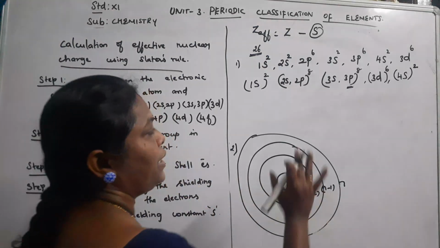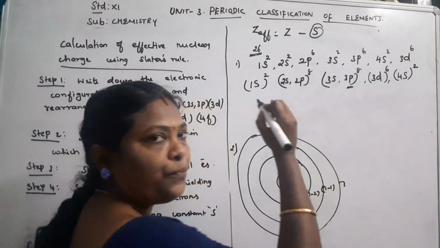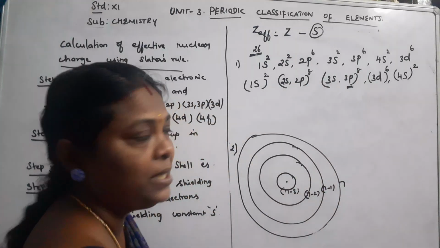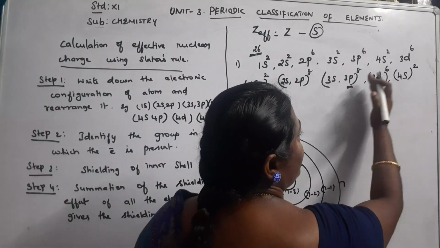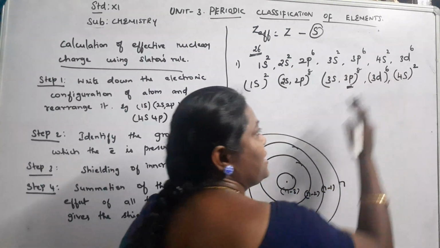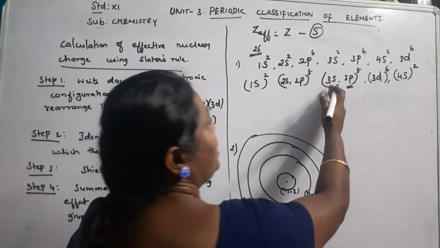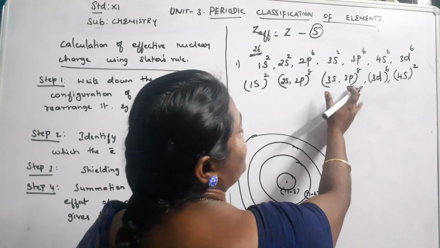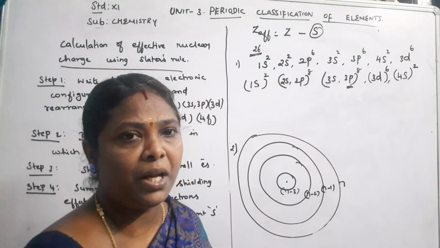Okay, now if you are going to calculate the effective nuclear charge of an electron which is present in 3p orbital, that means the orbitals which are present to the right of this do not contribute any shielding effect for the electrons present in these orbitals. Have you all understood what I am telling you all?